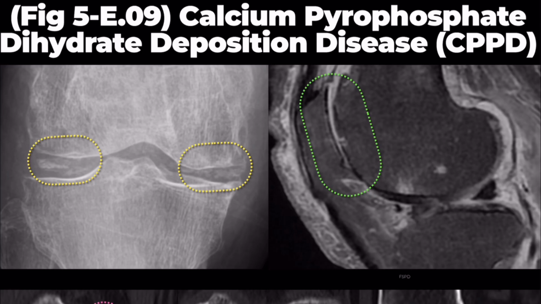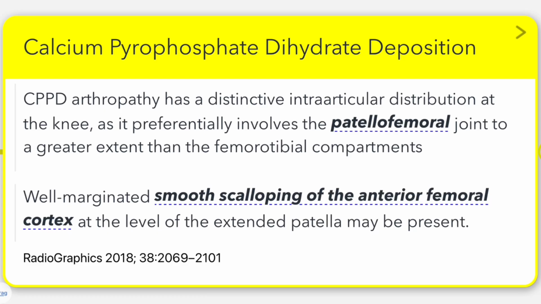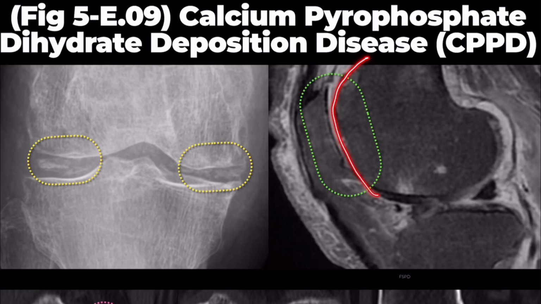One of the key characteristics of CPPD is its tendency to affect joints symmetrically. It preferentially involves the patellofemoral joint more than the femorotibial compartments. One of the hallmark features of CPPD in the knee is well-marginated smooth scalloping of the anterior femoral cortex at the level of the extended patella.